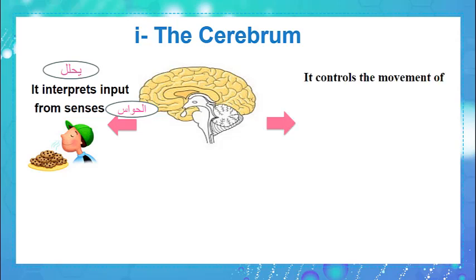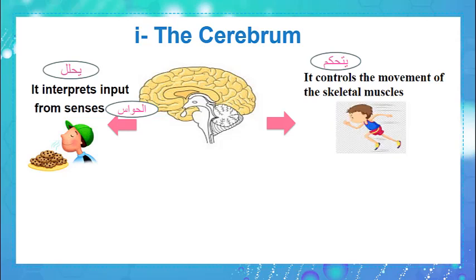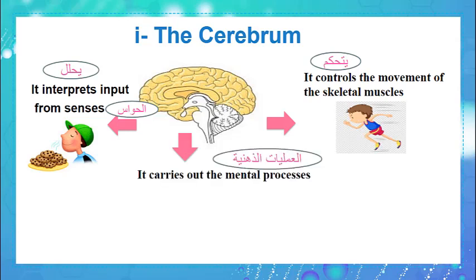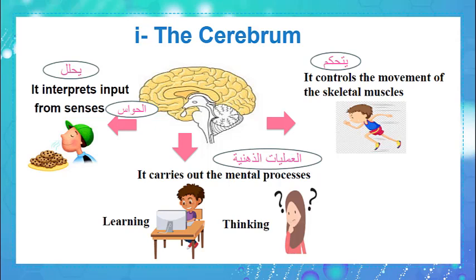Also, the cerebrum controls the function of the skeletal muscles. In other words, the cerebrum allows your body to move. It also carries out the mental processes like learning, thinking, and remembering.